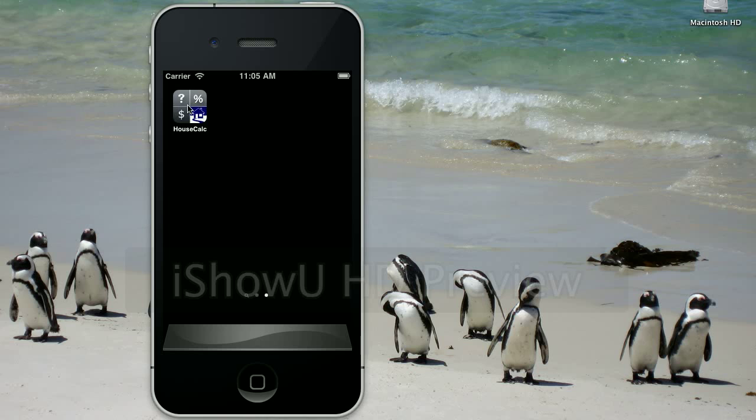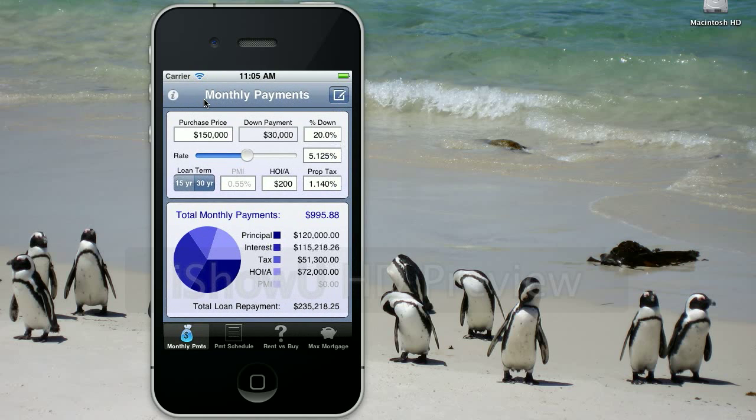First you're going to have to download it from iTunes, and once it's on your device, go ahead and launch the program. The first screen that's going to come up is your monthly payments. This is your basic mortgage calculator.